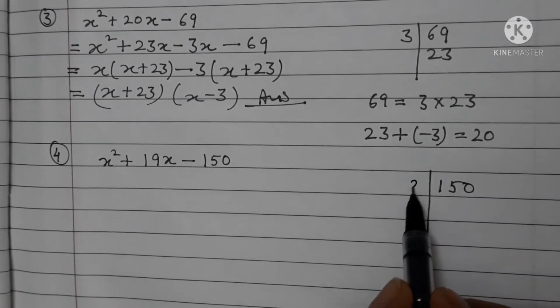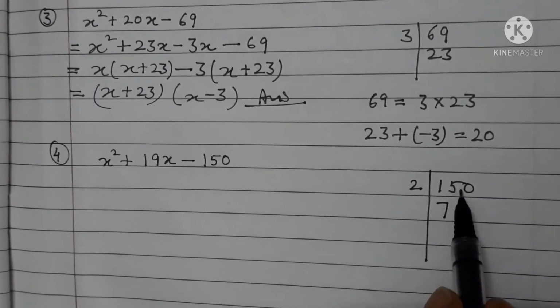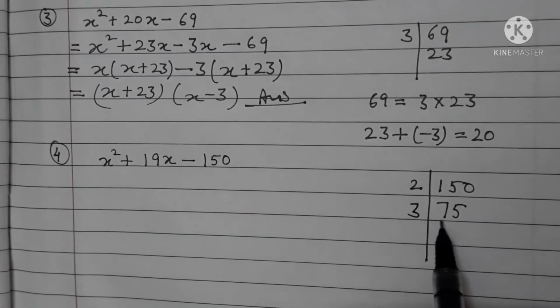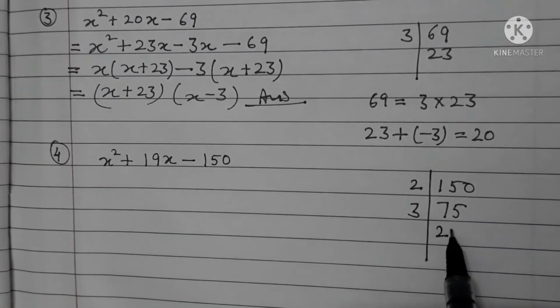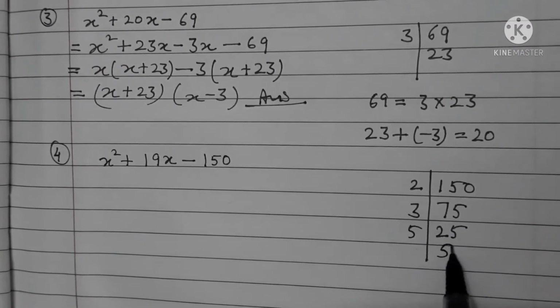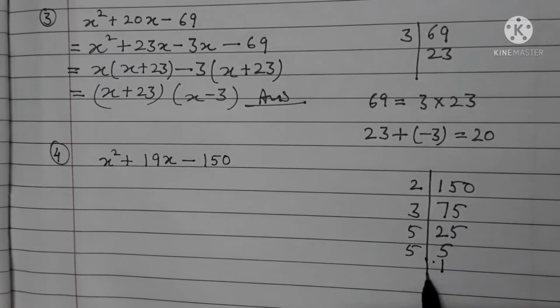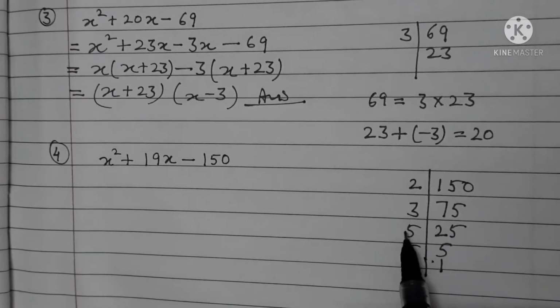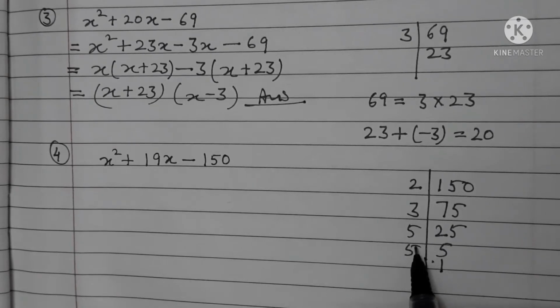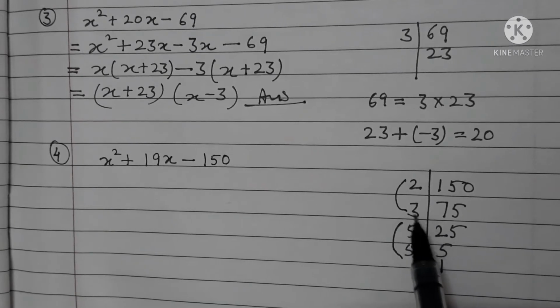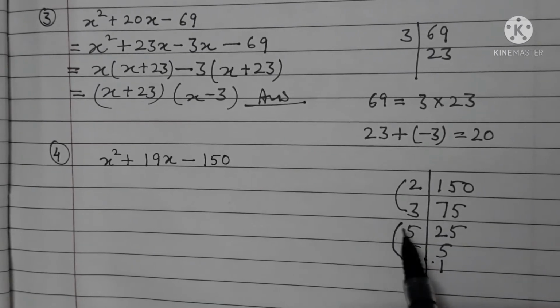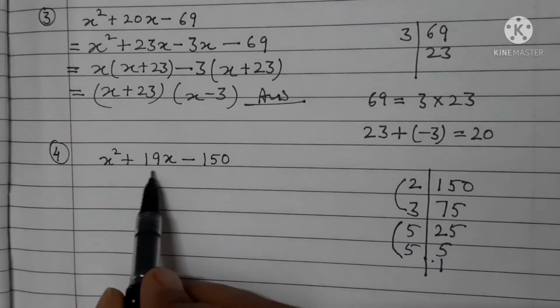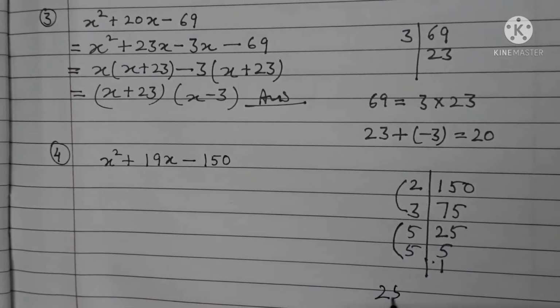So first you divide it by 2, 2 7s are 14, 2 5s are 10, then 3, 3 2s are 6, 3 5s are 15, 5 5s are 25 and 5 1s are 5. Now make any two factors whose sum is 19. 5 5s are 25, suppose these two, and 3 2s are 6. 25 minus 6, you will get 19. So you can write it 25 and 3 2s are 6.